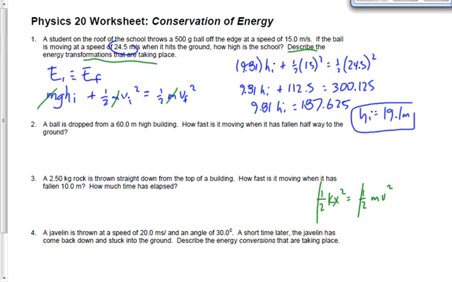Sorry, guys, just brought to my attention one little thing. Question number three should say, is dropped. What difference does that make, dropped or thrown? Haley, what difference does that make? Right. If it's dropped, it's got just potential. No kinetic, right? No speed. If it's thrown, then it's got both. And we would have to know an initial speed in that case, right?